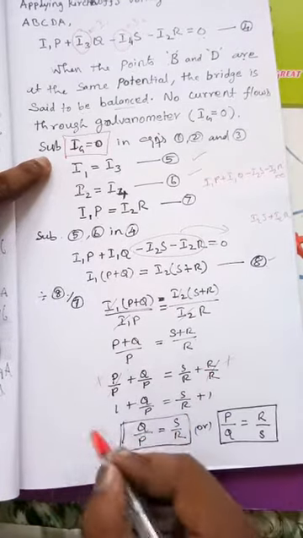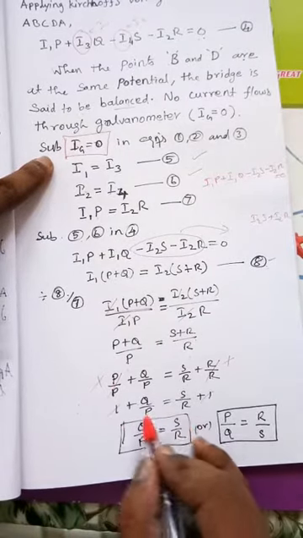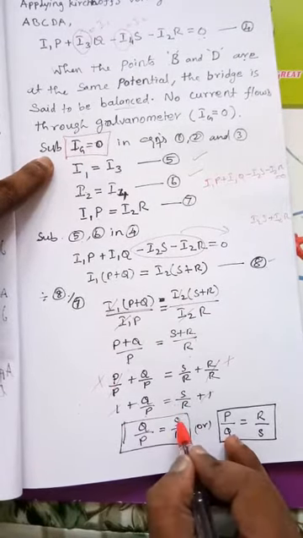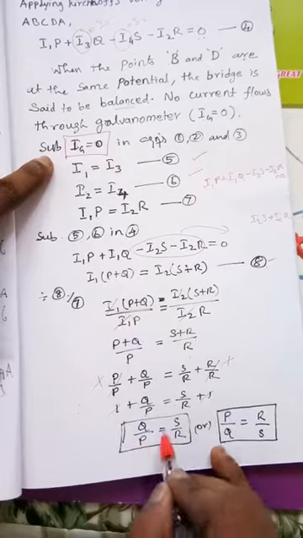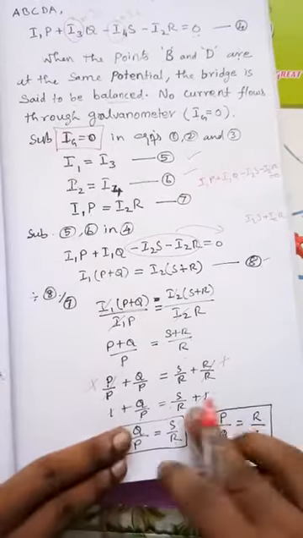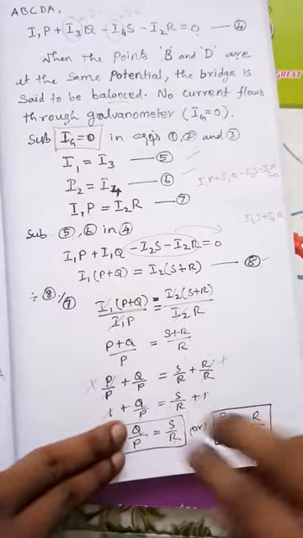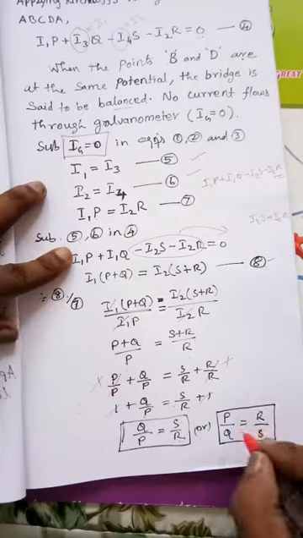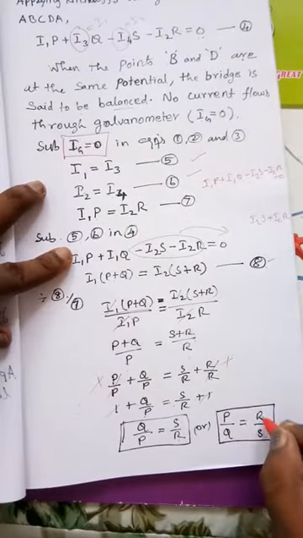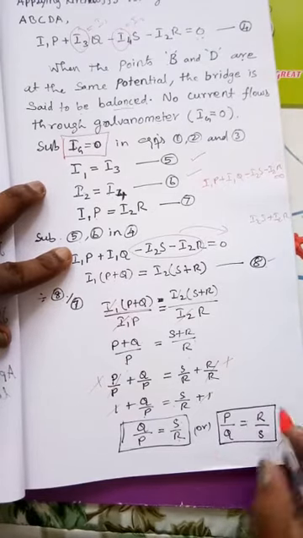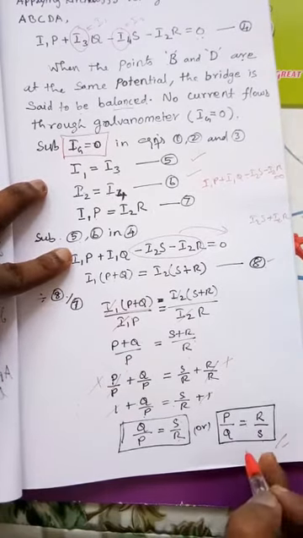Both sides have 1, so the 1 also cancels on both sides. So Q by P is equal to S by R. So it will become reciprocal on both sides: P by Q is equal to R by S. Both sides you take the reciprocal. You can write P by Q is equal to R by S. This is the Wheatstone bridge formula.